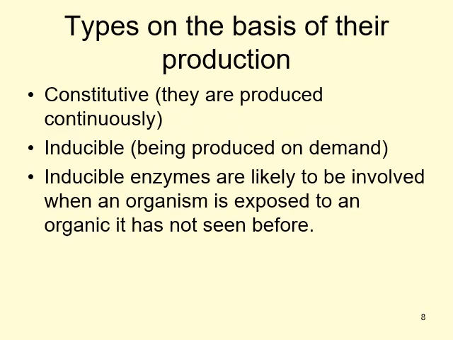On the basis of the production type, we can divide enzymes into two types: constitutive and inducible enzymes. The constitutive ones are produced continuously, while inducible enzymes are involved when an organism is exposed to an organic compound it has not seen before. So inducible enzymes are produced on demand.